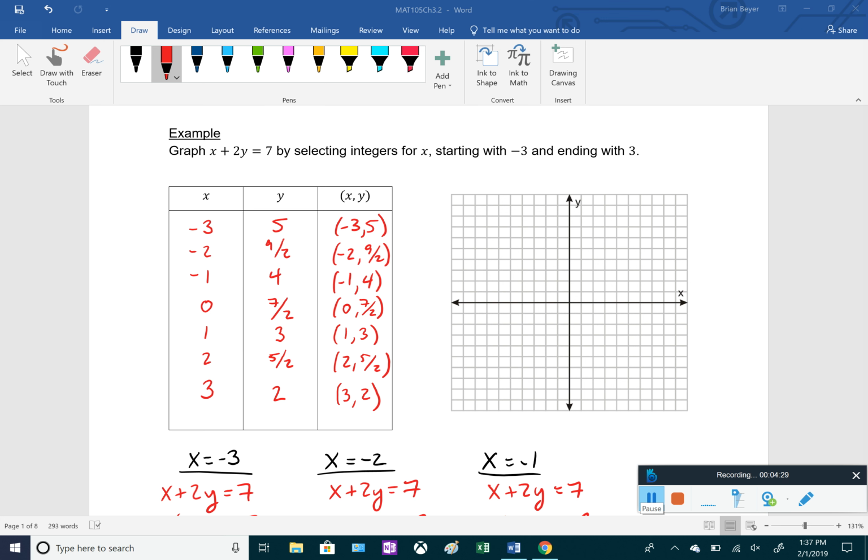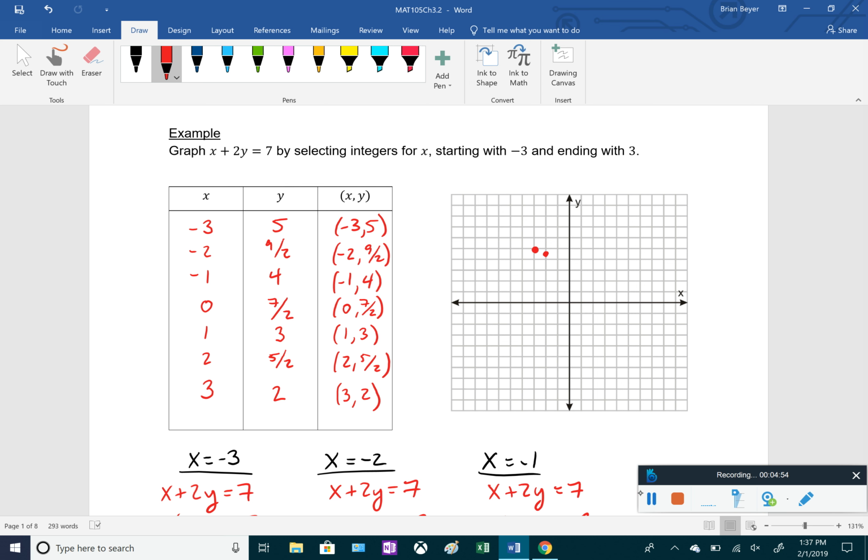So now what we're going to do is graph it. We're going to plot each one of those xy coordinates in that third column, and then we're going to connect it with a straight line with arrows on the end. So -3, 5 is going to be right here, left 3, up 5. -2 and 9/2 is going to be to the left, -2. 9/2 is 4.5, so that's going to be right here.